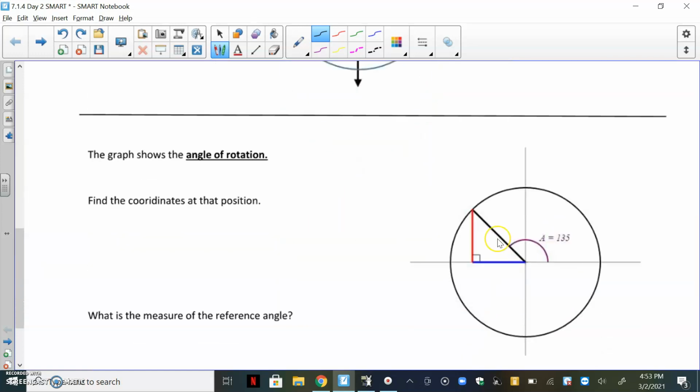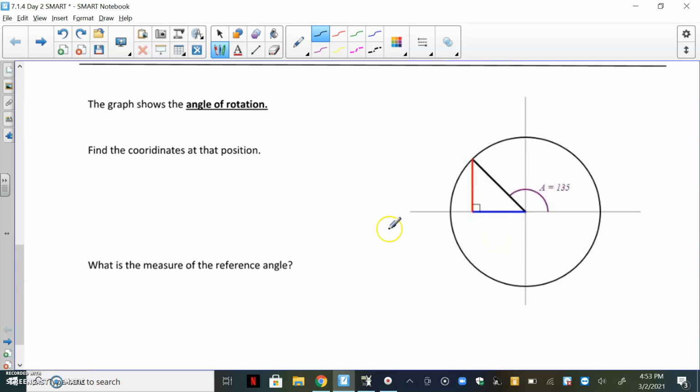Let's see what that's going to look like in a couple different kinds of problems. For this one, this is just your basic problem regarding the coordinates. If I give you an angle of rotation, I have given you 135 degrees here, and I said to find the coordinates, that means we need to find the cosine and the sine. So this is just a calculator problem. In fact, let me write out this whole thing. Cosine of 135, comma, sine of 135.